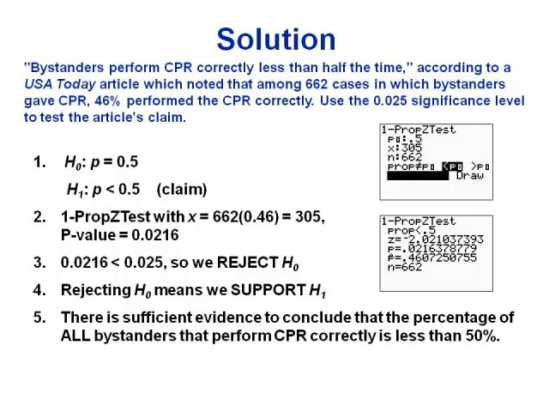Okay. Well, which one was the claim? Which one do we actually want to write up a final conclusion about? The claim was the less than 0.5. It was the alternative. Well, that's the one we're supporting.